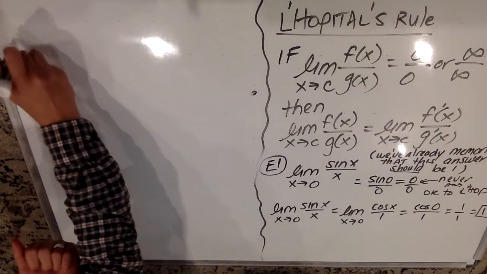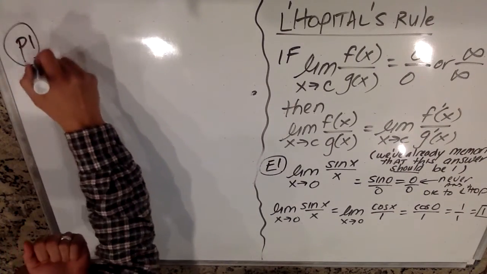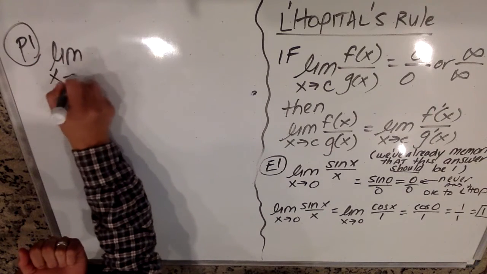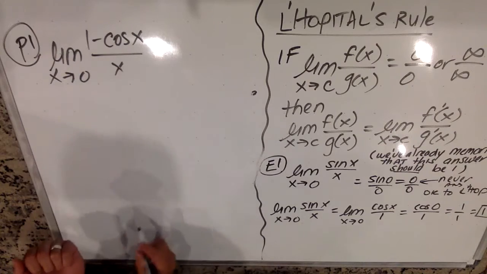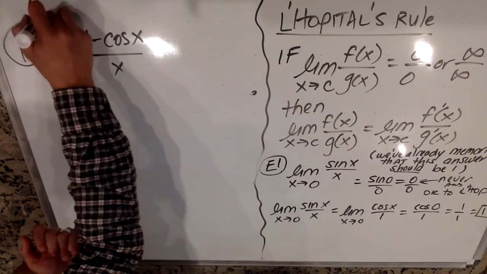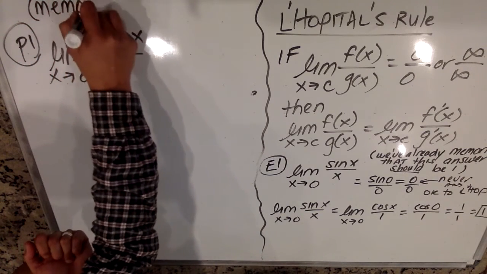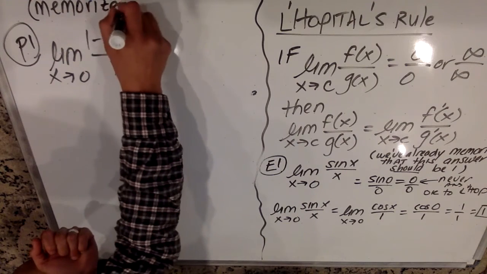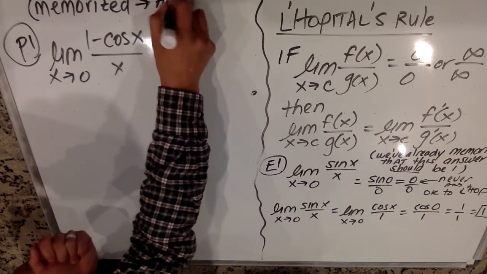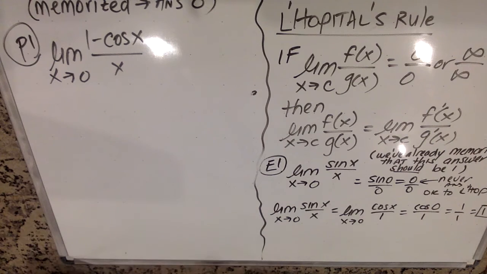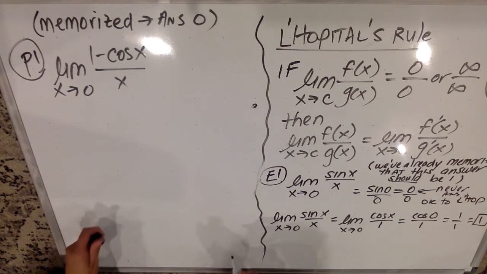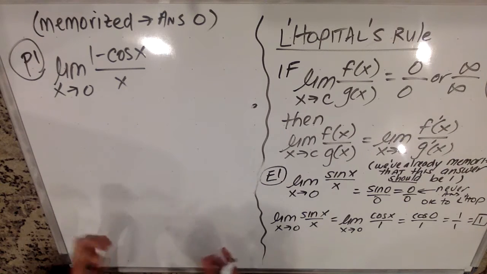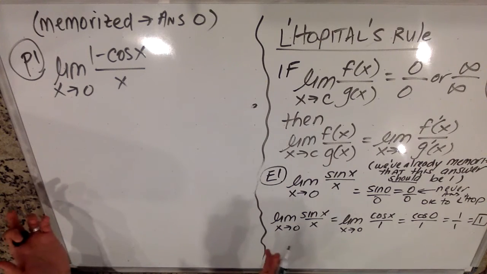All right, so for P1, I'm going to have you find the limit as x approaches 0 of 1 minus cosine x over x, which is another one that in theory you memorized, right? Way back when, about a chapter ago, you memorized it and you know that the answer is 0. But I want you to actually walk through it with L'Hopital's. So pause me if you want to do it by yourself or do it with me.